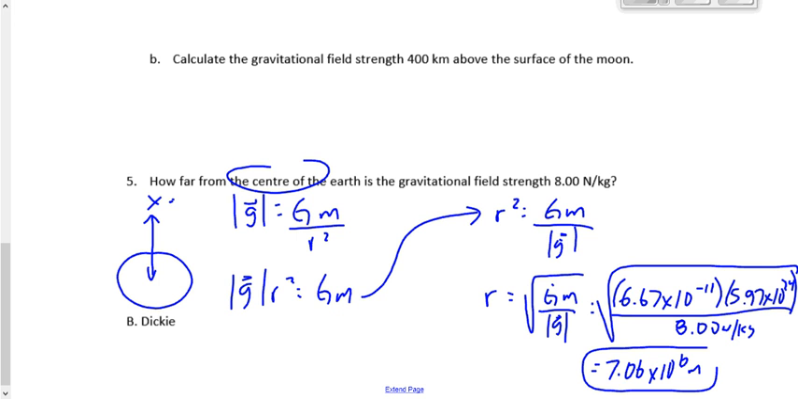And r represents the distance from the center of the Earth. If you were asked to find the distance above the surface, like you are in question number 6, then you're going to have to subtract the radius of the Earth. But that's not the case here. So look at each question, read the question, answer the question according to what you're actually being asked. Is that okay, everyone? Yep.